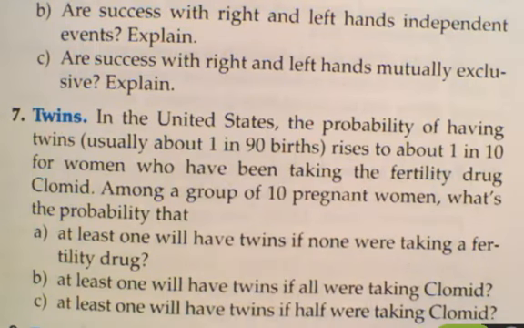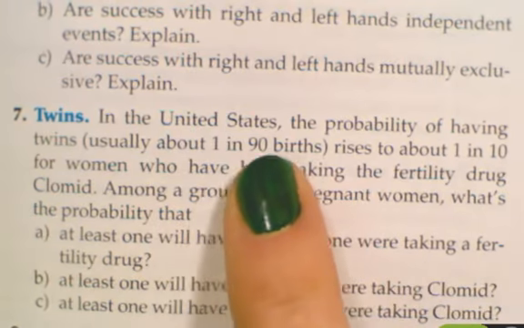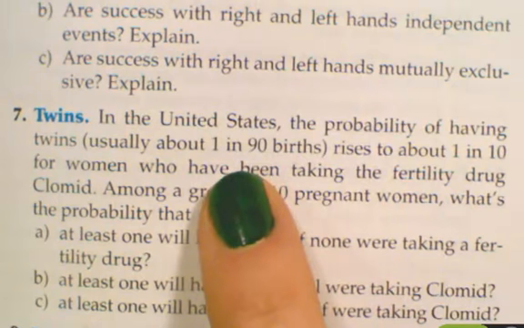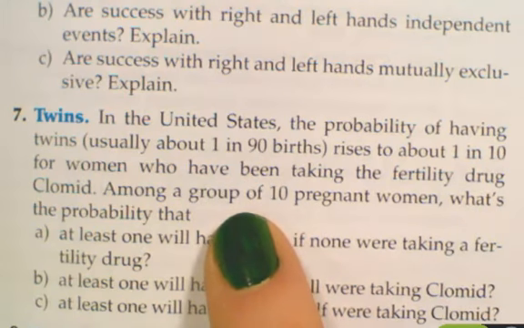And this one uses two different likelihoods. So the first one we're talking about: in the United States, the probability of having twins is usually about 1 in 90 births. So it's a 1 out of 90 chance to have twins. This rises to about 1 out of 10 for those women who have been taking the fertility drug Clomid. And among a group of 10 pregnant women, what's the probability of that?